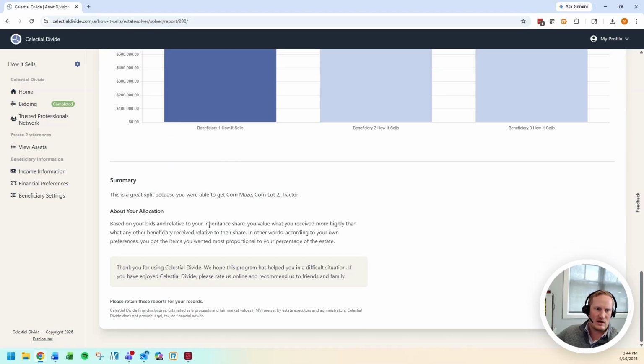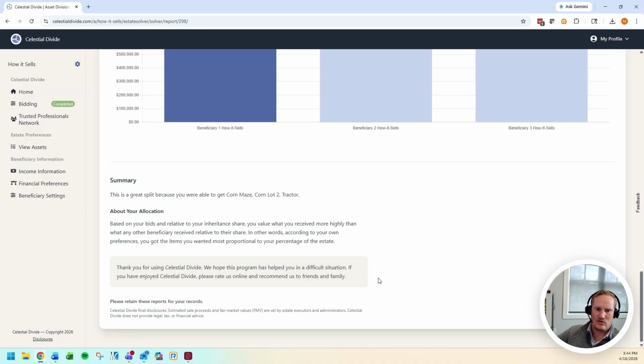The summary is this is a great split because you get the corn maze and corn lot 2 and a tractor. That might get expanded a little bit more in the future with some AI, but mostly just meant to summarize what's happening here. About your allocation based on your bids and relative to your inheritance share, you value what you received more highly than the others received relative to their share. So just reinforcing that it's within the constraints and they shouldn't be jealous of what other people received.